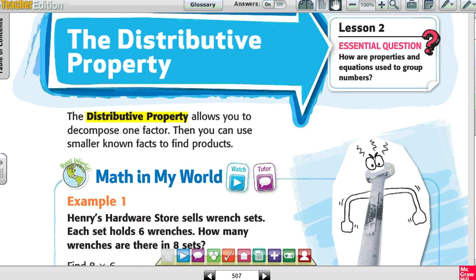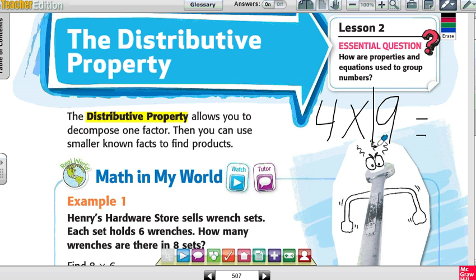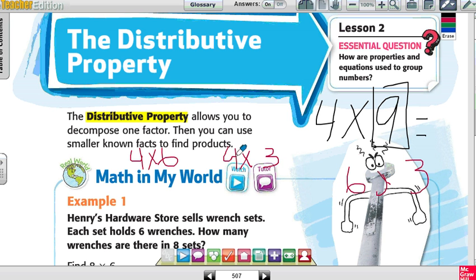Okay, this is chapter 9, lesson 2, the distributive property. The distributive property allows you to decompose one factor. So if I have 4 times 9, I'm going to decompose one factor to maybe 6 and 3. Then you can use the smaller known facts to find the product. So now, instead of 4 times 9, I would have 4 times 6 and 4 times 3, and those are facts that I know already.